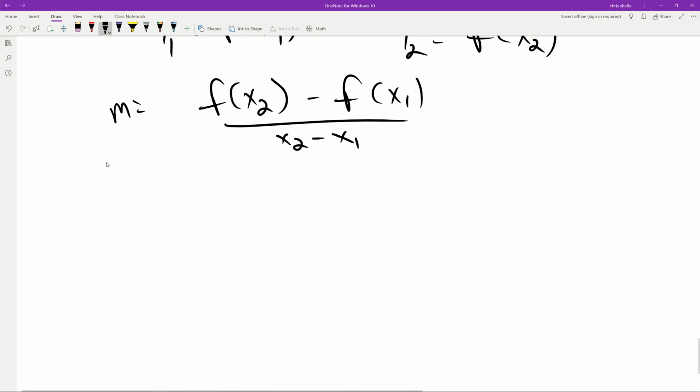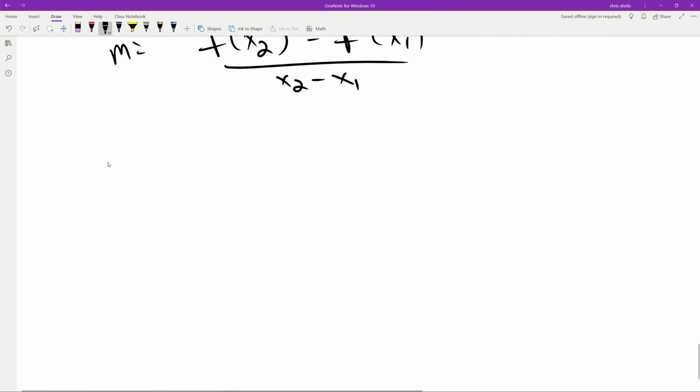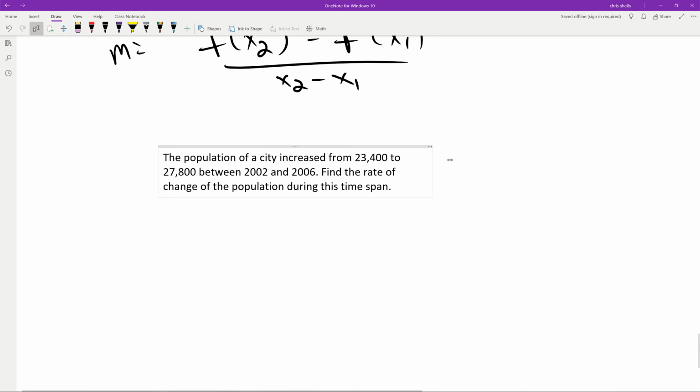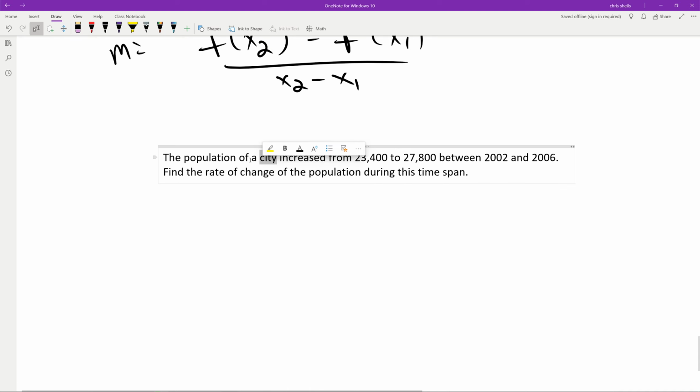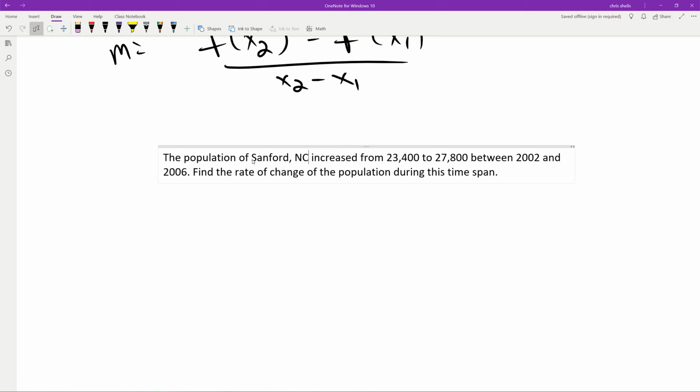And let's look at an example using this. We're just going to change this instead. This has the population of a city. We're going to change the city to Sanford, North Carolina, because Sanford's population roughly matches up with the population numbers that I'm given here.